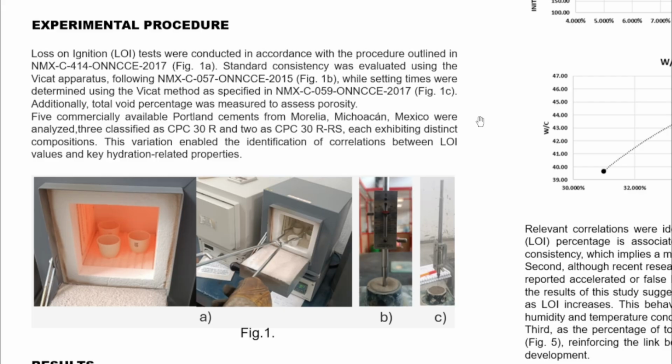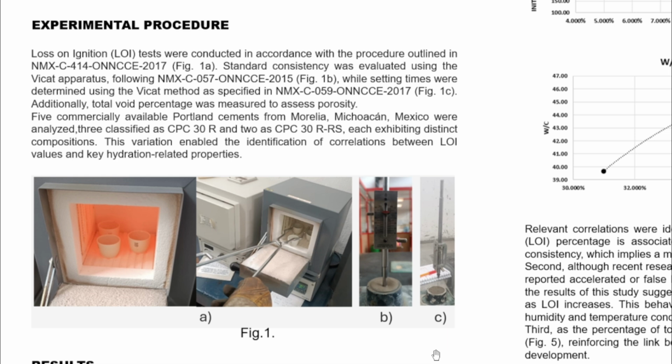Experimental procedure. Loss on ignition tests were conducted in accordance with the procedure outlined in Mexican Standard C595 ONNCCE 2017, Figure 1A. Standard consistency was evaluated using the VICAT apparatus, following Mexican Standard C57 ONNCCE 2015, Figure 1B, while setting times were determined using the VICAT method as specified in Mexican Standard C59 ONNCCE 2017, Figure 1C. Additionally, total void percentage was measured to assess porosity.